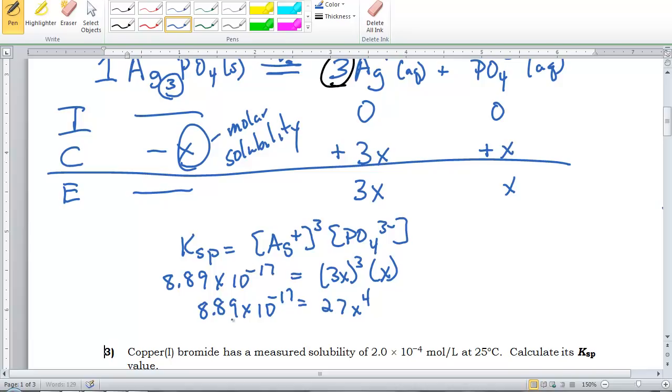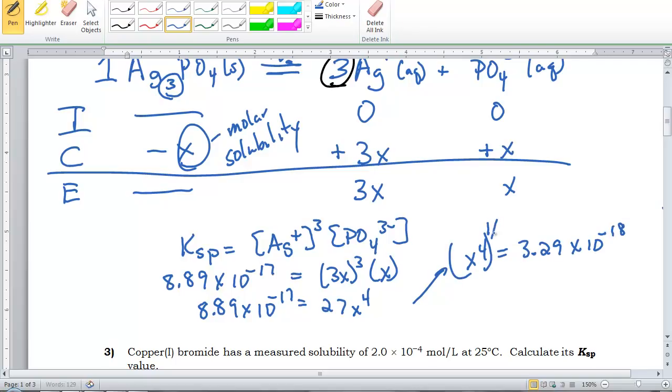So, divide by 27 first, and then take the fourth root. Well, I'll go ahead and write this. x to the fourth is equal. So I'll divide by 27, just to make sure we're all on the same page. Oh, I did not do that right. Try that again. All right, so this is about 3.29 times 10 to the negative 18th.